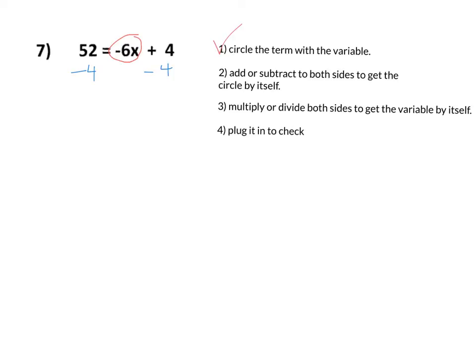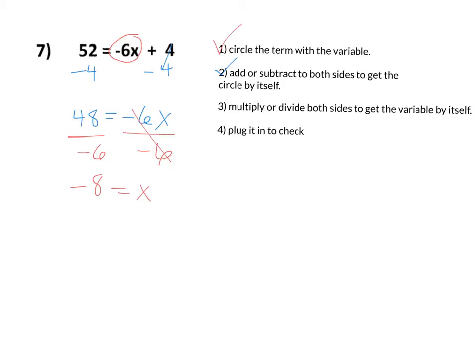This is going to give me 48 is equal to -6x. Step 3, multiply or divide to get the variable by itself. So this is -6 times x. So the inverse of multiplying by -6 is dividing by -6. We're going to do that to both sides. Looks like we have x is equal to 6 times 8 is 48, and so a positive divided by a negative is -8.